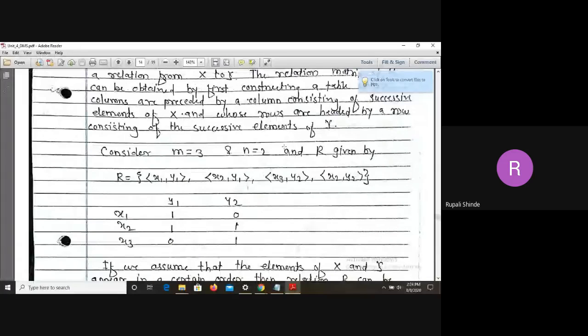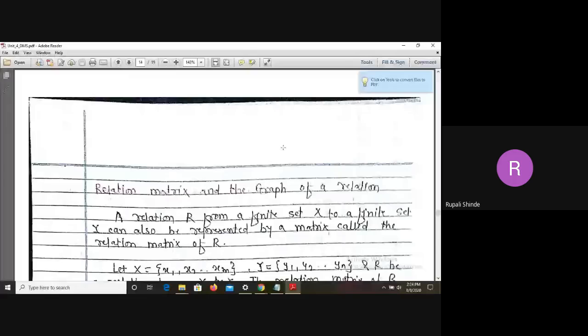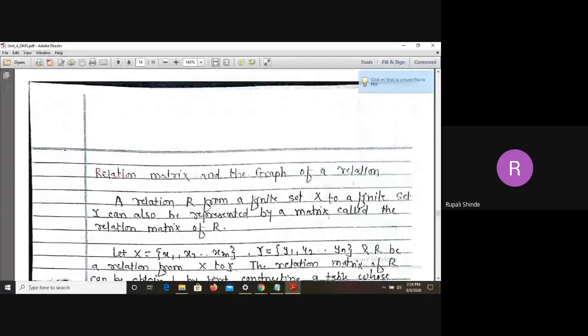So now today we have to see the next point, which is relation matrix and graph of relation. So far we have seen how we can define any relation, and what the different properties are that are satisfied by a given relation. Now we have to find the matrix for a given relation and the graph of that relation. First of all, we have to see what the definition of relation matrix is.